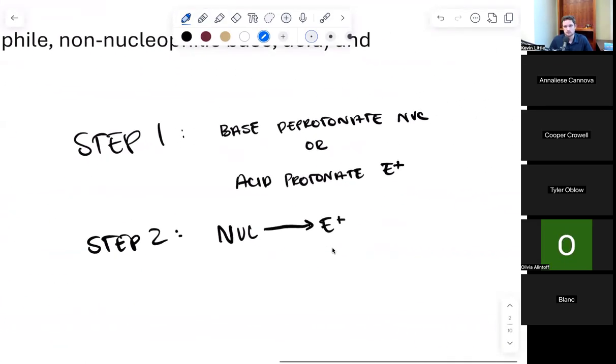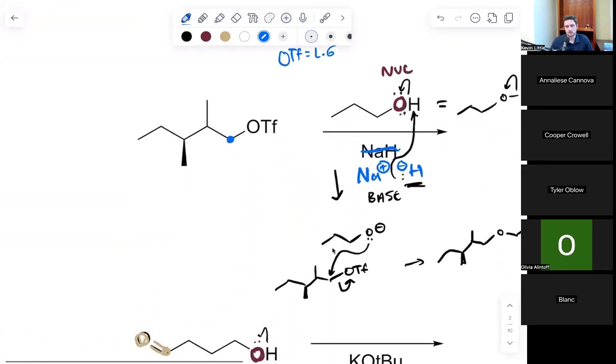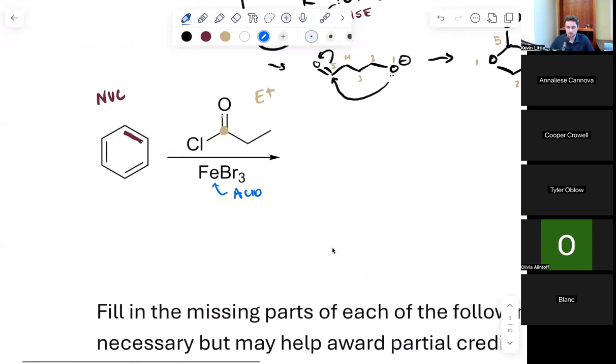step 1, what happens? Acid protonates electrophile. The thing is, we don't have a proton, but this acts as one big proton. It's an electron acceptor. So we're going to have the electrophile interact with the acid. Step 1.